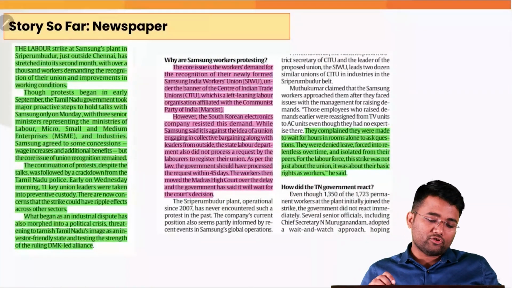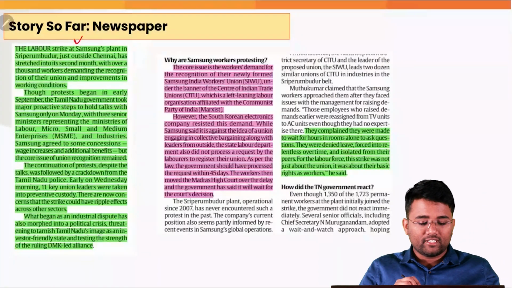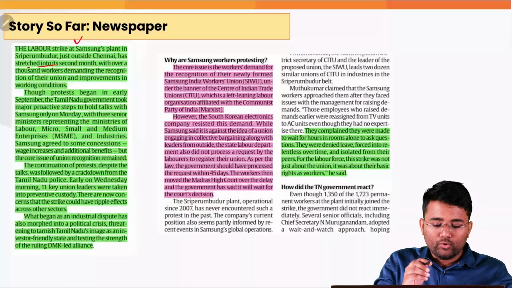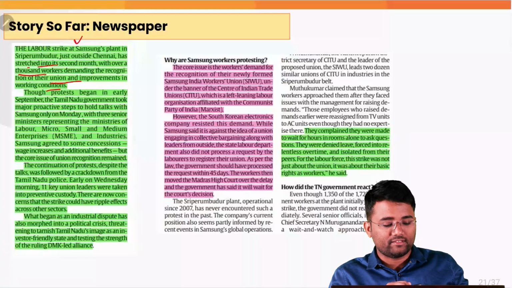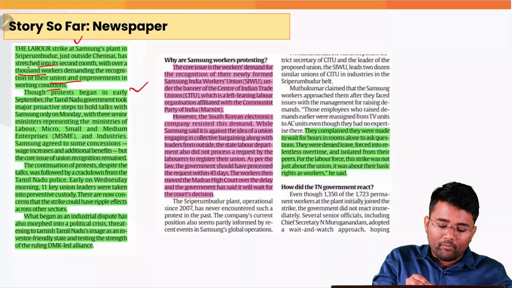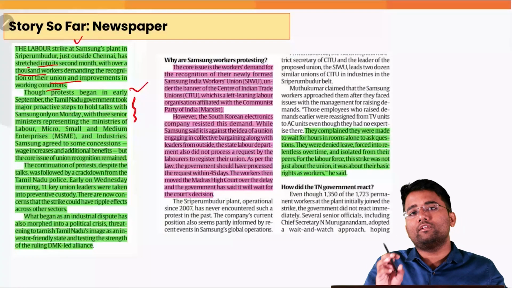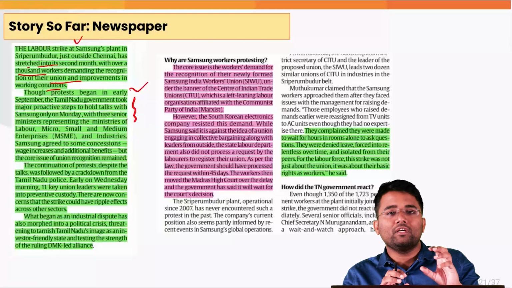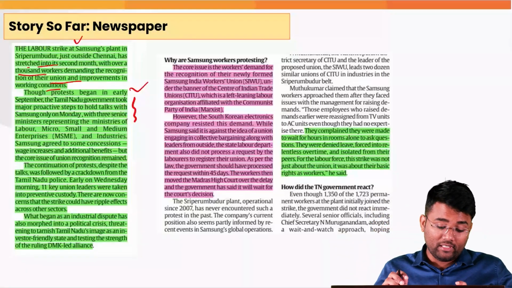So what is the context of the topic? The labor strike at the Samsung plant in Sriperumbudur, just outside Chennai, has stretched into its second month, with over 1,000 workers demanding the recognition of their union and improvements in working conditions. Though protests began in early September, the Tamil Nadu government took major proactive steps to hold talks with Samsung only on Monday. They have not understood the issue properly.